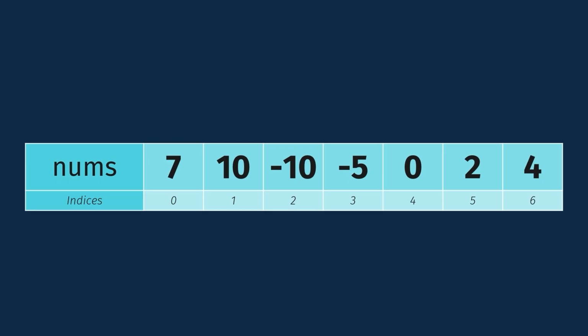To track the minimum value, we will create a variable called min value. We will initialize it to positive infinity or just a really big number. This ensures that the very first element we look at is guaranteed to be smaller. Now, let's start our journey through the array. We will use a pointer I to step through each element starting at index 0.